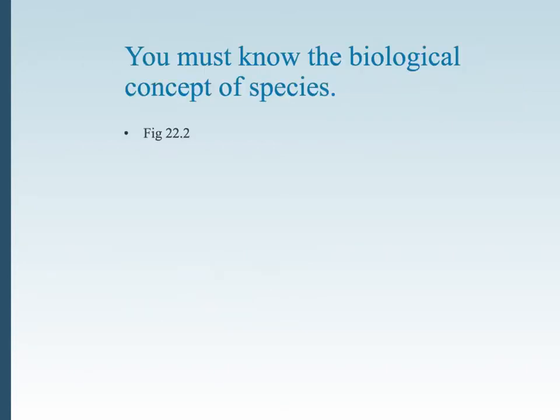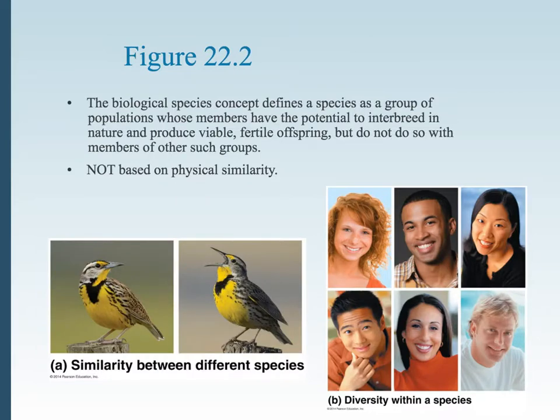Okay, first learning objective is really straightforward. You need to know the biological concept of species. Well, the definition is what I've given you here, which defines species as a group of populations whose members have the potential to interbreed in nature, that's key, and produce viable fertile offspring, that's key, but do not do so with members of other groups.